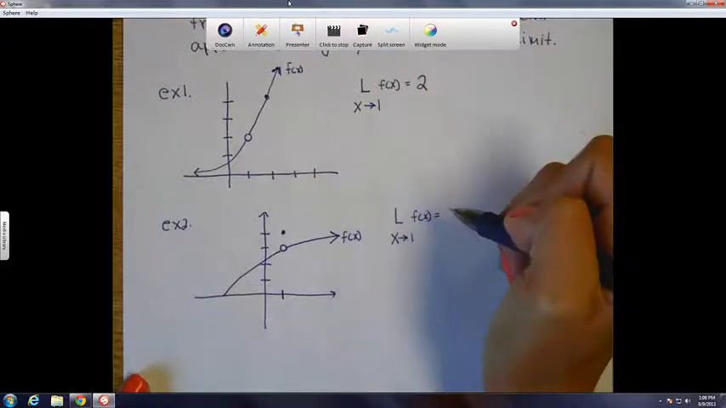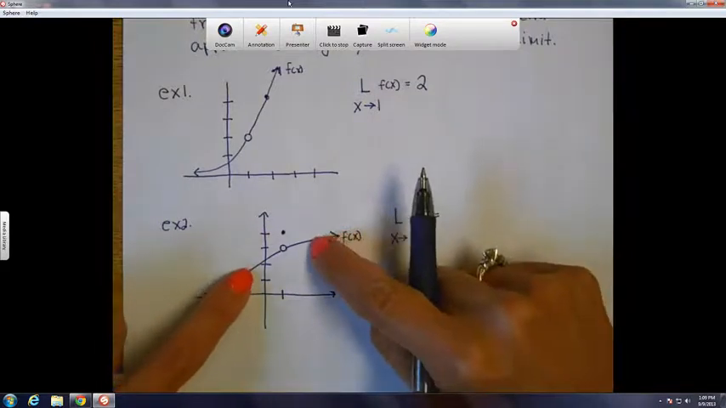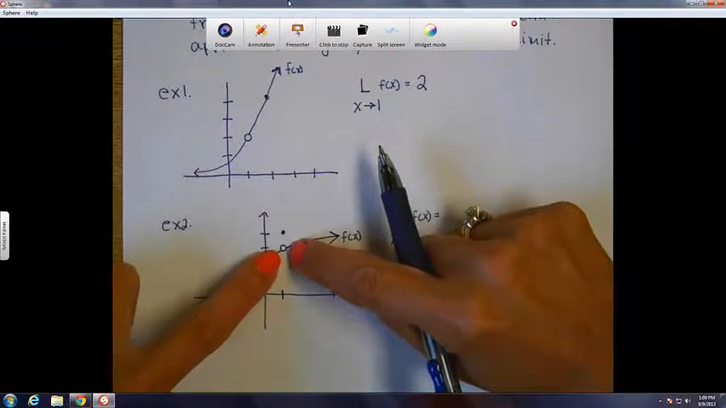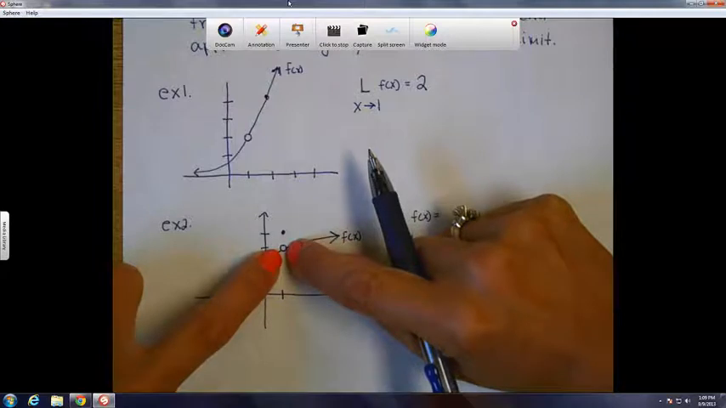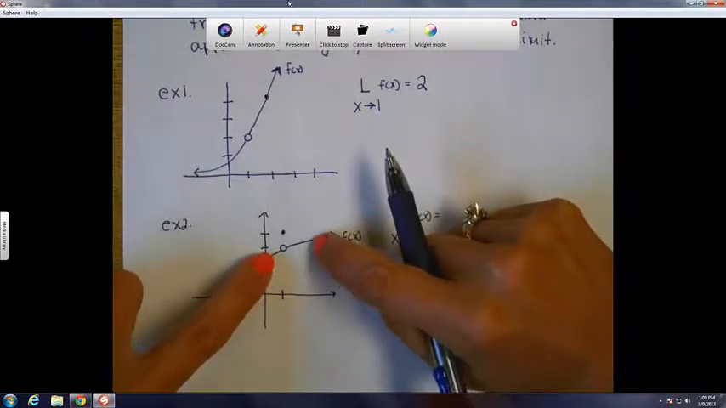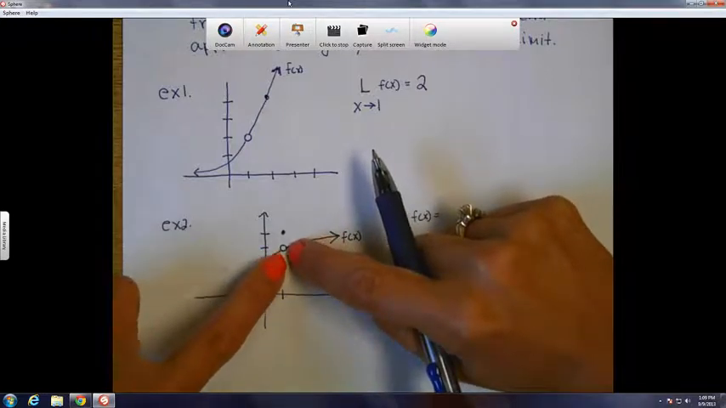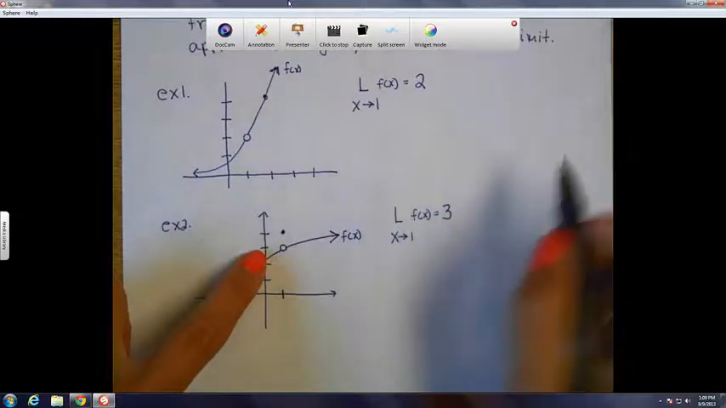Well, it's the two-fingered approach. You want to slide your fingers closer and closer to the x value of 1. Do they approach a single y value? Remember, I never actually reach 1. Are these two fingers getting closer and closer to the same y value? I don't care that that point's up there because I'm not running my finger along that point. I'm on this curve here, and they are getting closer and closer to 3. So the limit is 3. That point's there to confuse you.